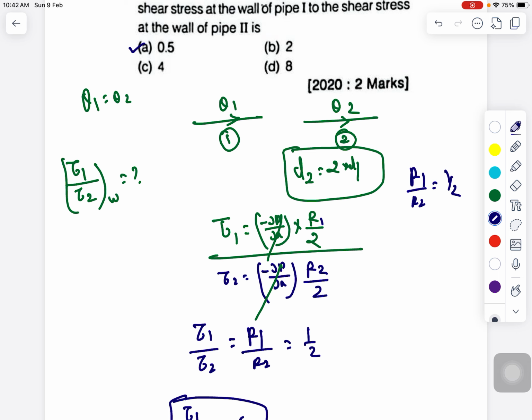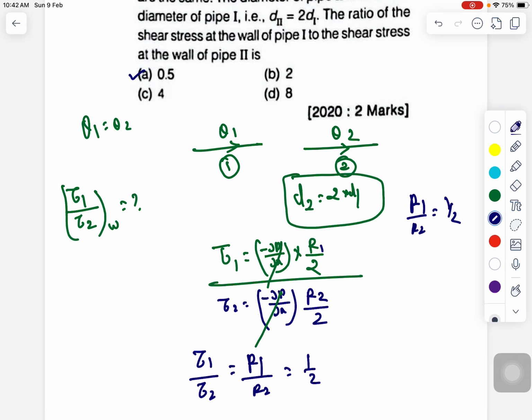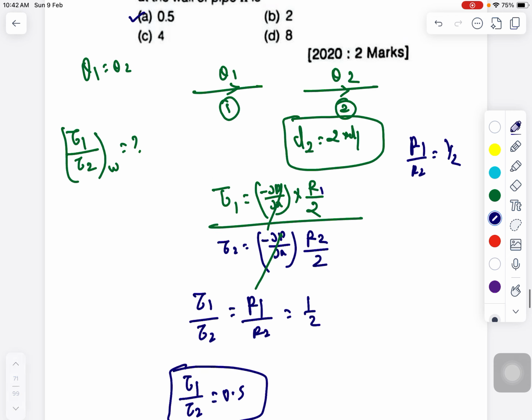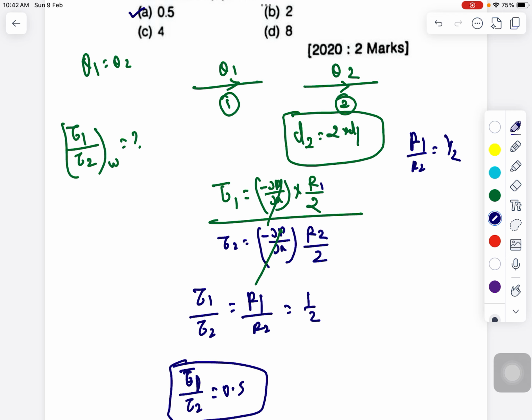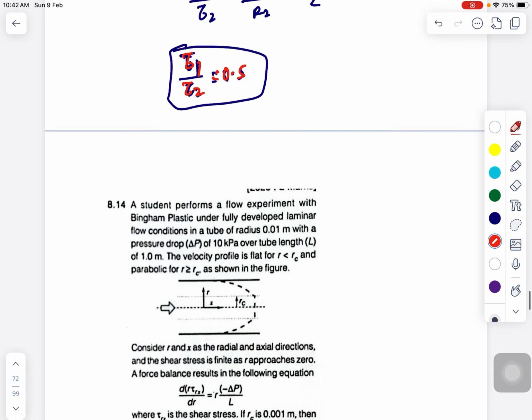But again you have to be very careful here that they are asking you to calculate the ratio of the shear stress at the wall of pipe 1 to 2. So that's why I am calculating tau 1 divided by tau 2. Sometimes they will give you tau 2 divided by tau 1. So you have to check, and tau 2 divided by tau 1 will be equal to 2. So that option is also there. You have to be very careful which things have been asked from you. Just don't get anything wrong here.